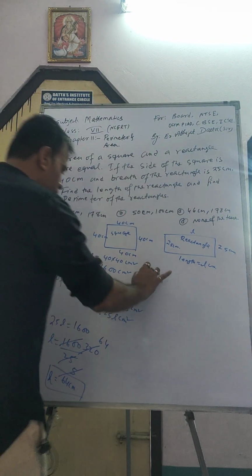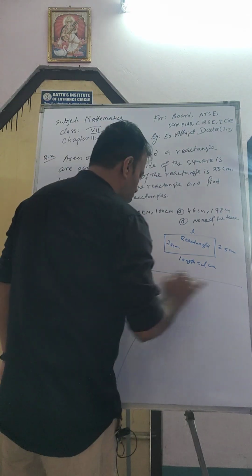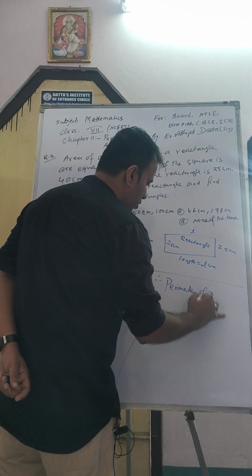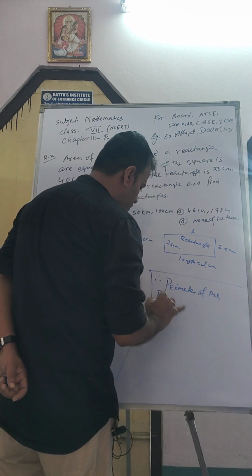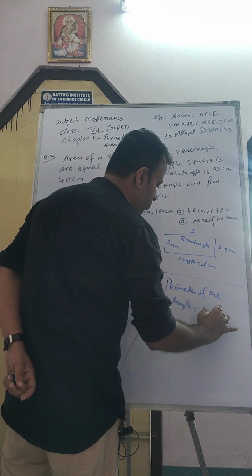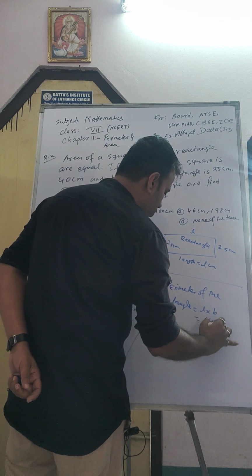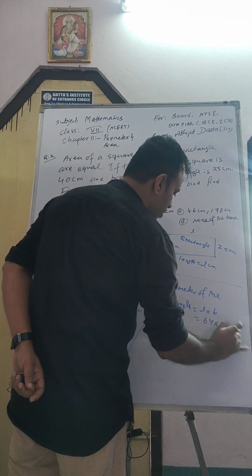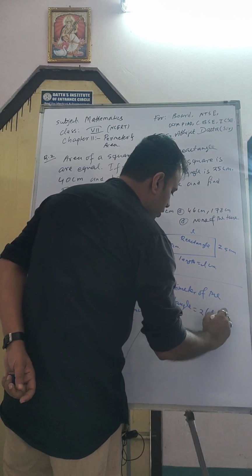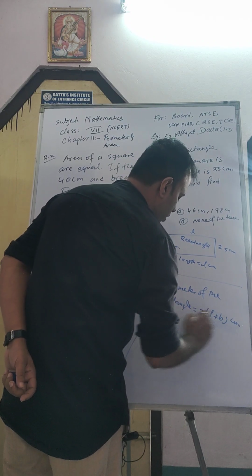Okay, now we have to find out the perimeter of the rectangle. So therefore, the perimeter of the rectangle will be... length into breadth. Length is 64, breadth is 25. Sorry, perimeter of rectangle will be 2 into (L plus B) centimeter.